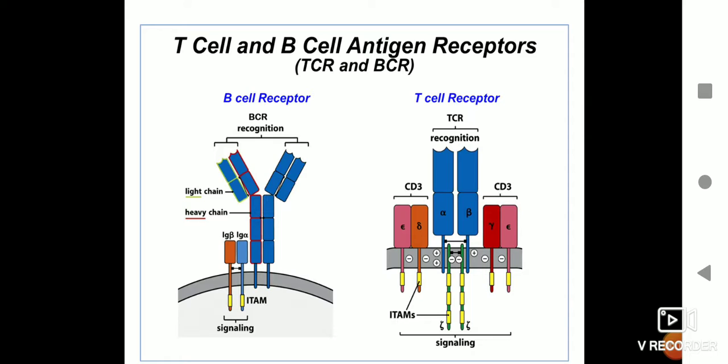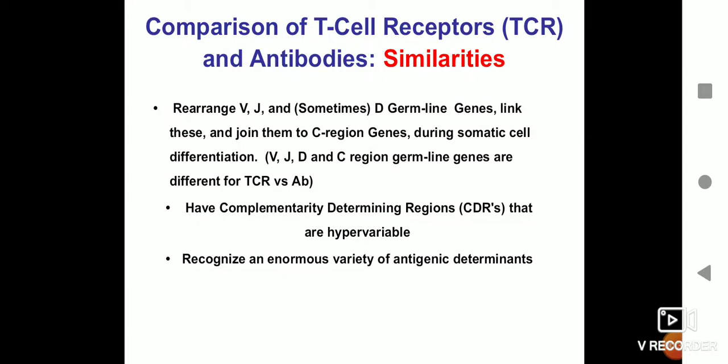If you look at their structure, both of them have similar parts. There are variable regions and then there is the constant region, and then you have the transmembrane domain and the cytoplasmic region. So before we start to understand what is the structure of TCR and BCR, let us first understand what are the similarities and the differences between a T cell receptor and a B cell receptor.